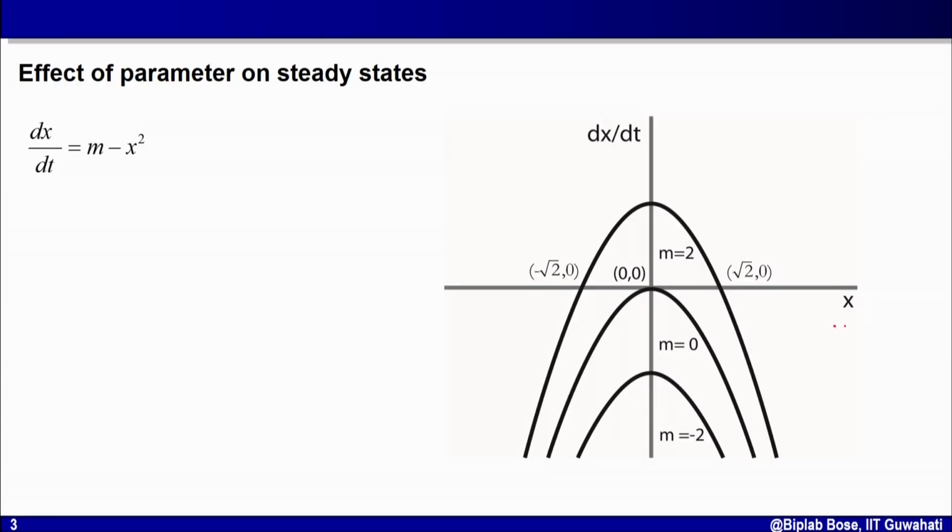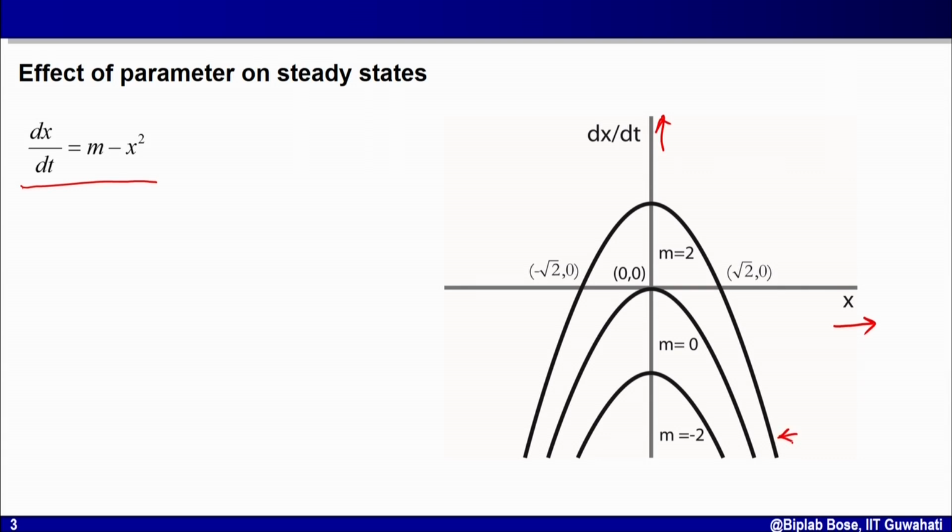That means the number of possible steady states for this system represented by this particular ODE depends upon the parameter m. When m is a positive number, you have two steady states. When m is a negative number, you have no steady state. When m equals 0, you have just one steady state. I can represent it graphically. What I have plotted here is x on the horizontal axis and dx/dt on the vertical axis. And then I am plotting this ODE in this plane. So essentially I get these parabolas.